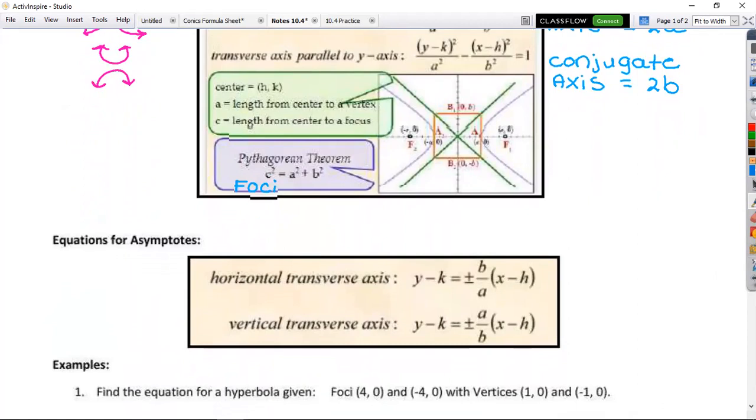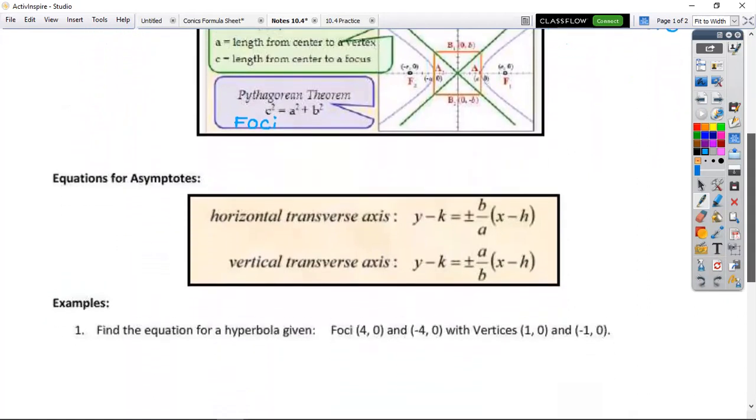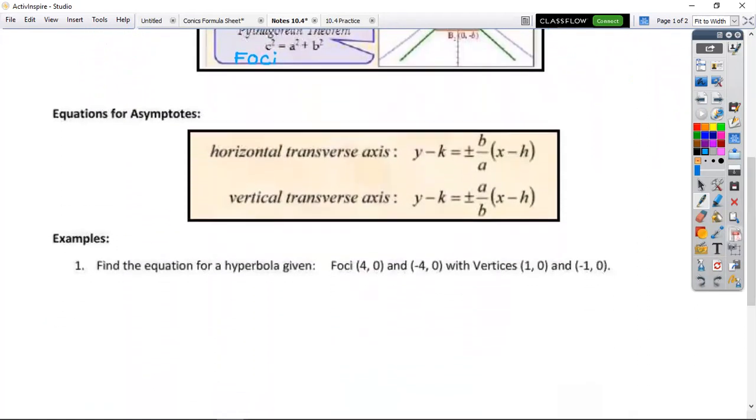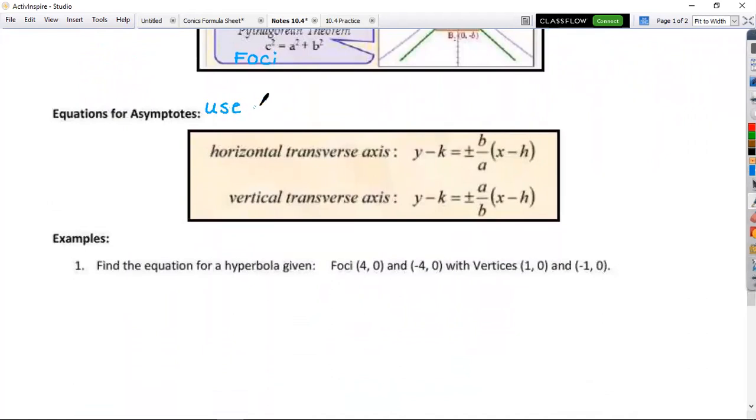And then the last part that characterizes a hyperbola is that you are going to have asymptotes. Okay, and what you're going to do is use your slope to count rise over run off your center point.